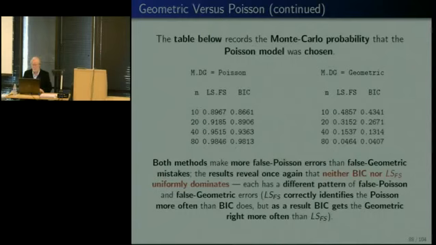And here's a little table that shows how things go. These are the Monte Carlo probabilities that the Poisson model was chosen. And what you discover is that both methods make more false Poisson errors than false geometric mistakes. I don't know why. And once again, we have a different sort of trade-off. Neither BIC nor full sample log scores uniformly dominates. Each has a different pattern of false mistakes. Full sample log scores correctly identify the Poisson more often than BIC does, but as a result, BIC gets the geometric right more often than full sample log scores.